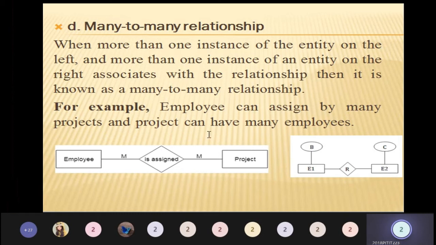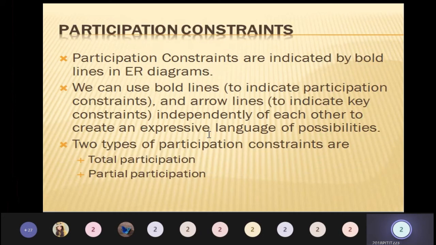So next, let us see about the constraints. In an ER model, we are using two constraints, right? That is cardinality and participation constraints. Now let us see about the participation constraints.